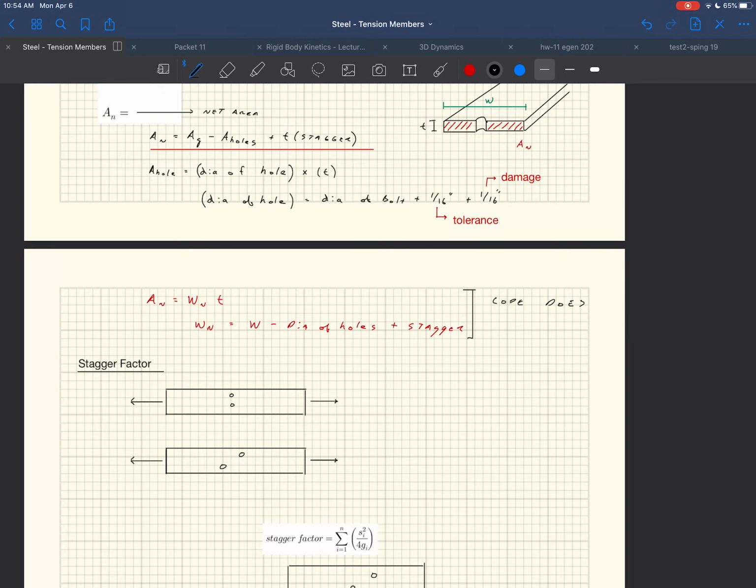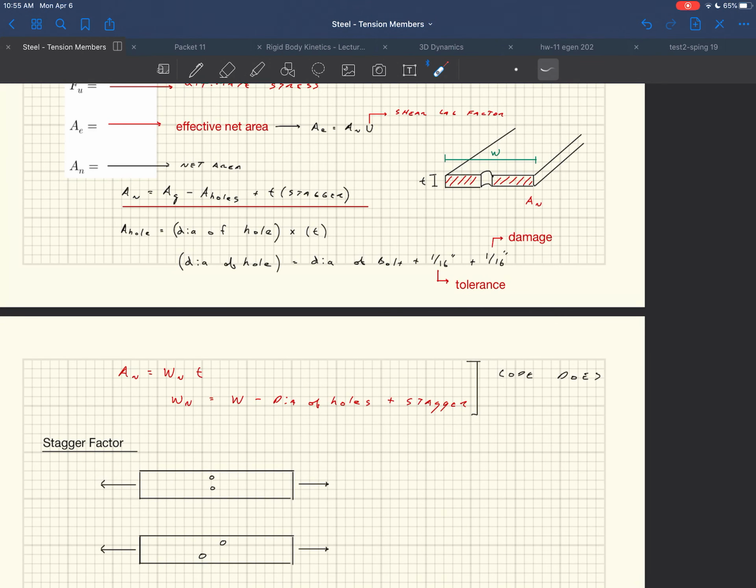Okay, in some cases that doesn't make sense. Like if you have an angle, for instance, trying to use the book's definition of what the net area is doesn't make sense. Well, let's take a minute to see. So basically, what it says is it's going to take this width, the overall width from here to here, right? And it says, what's the effective width? Well, the effective width is going to be this W minus the diameter of the hole.